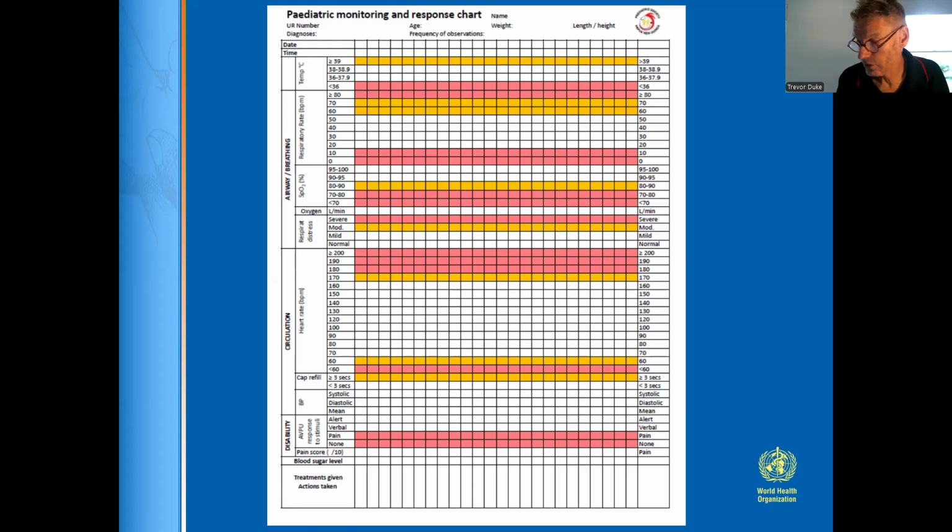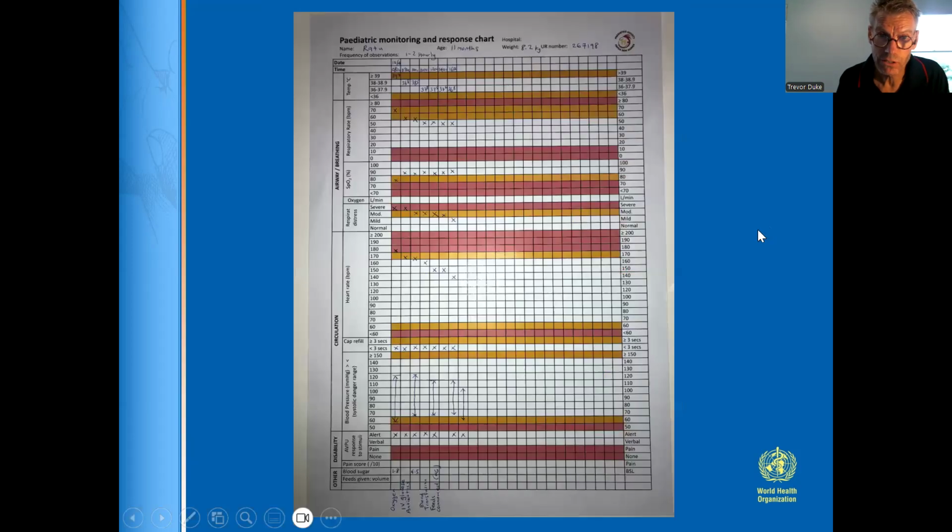Has the child got an underlying condition that we haven't identified? Have they got a comorbidity or something that we didn't identify? Have they had some complication or deterioration? You need to think about all those things if a child is in the red zone.